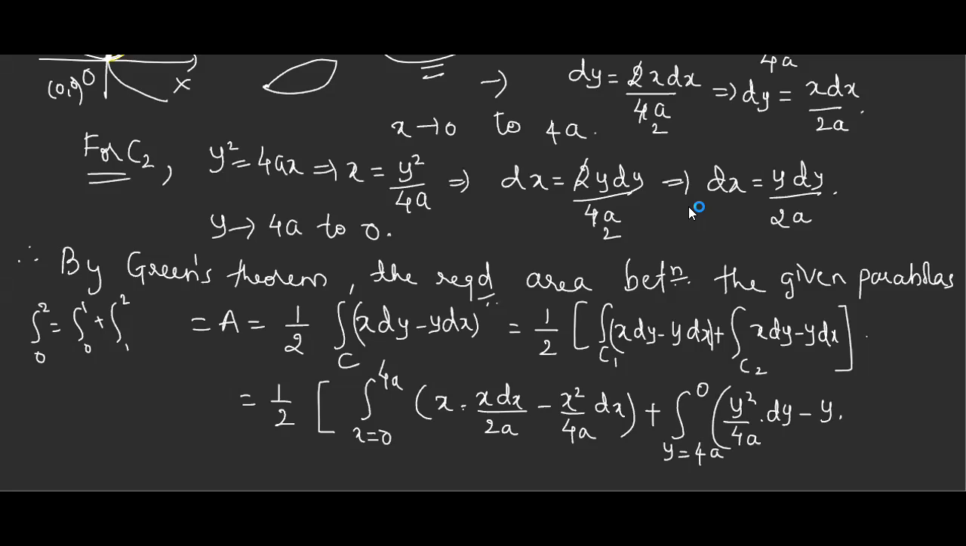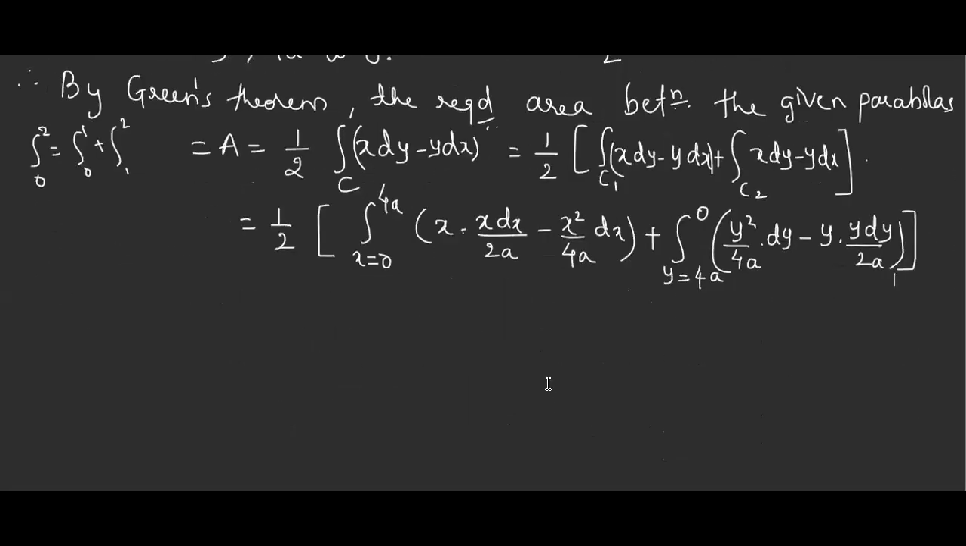What is dx for C2? dx by dy is y by 2a, so dx is y dy by 2a. Is this substitution clear? The next part is integration, that you will follow easily. But remember, for C1 in terms of x and for C2 in terms of y. You can see here, this is 1 by 2a, 1 by 4a, 1 by 4a, 1 by 2a.